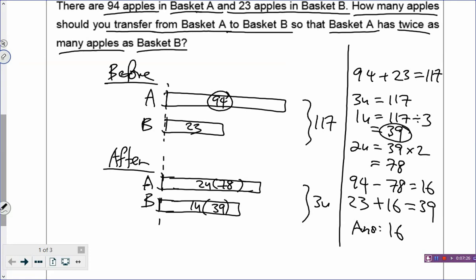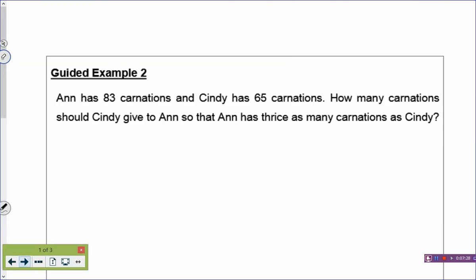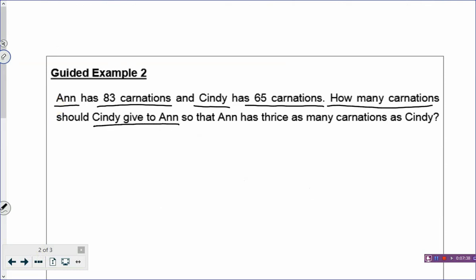Let's go to example number 2. Anne has 83 carnations and Cindy has 65 carnations. How many carnations should Cindy give to Anne so that Anne has 3 times as many as Cindy? So before and after. Where's the before? Anne has 83, Cindy has 65. That is the at first. Where's the after? Anne has 3 times as many as Cindy in the end.